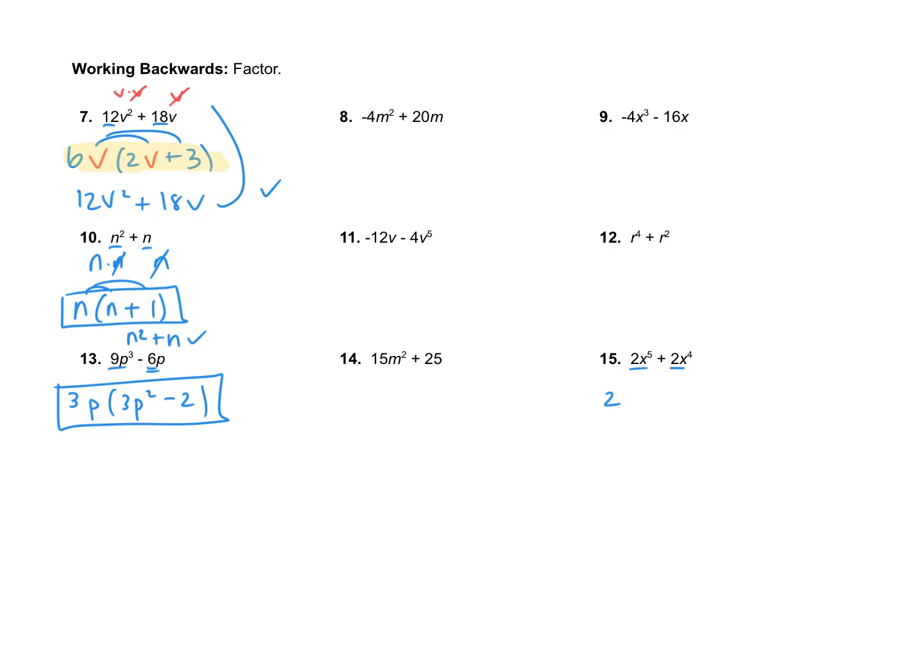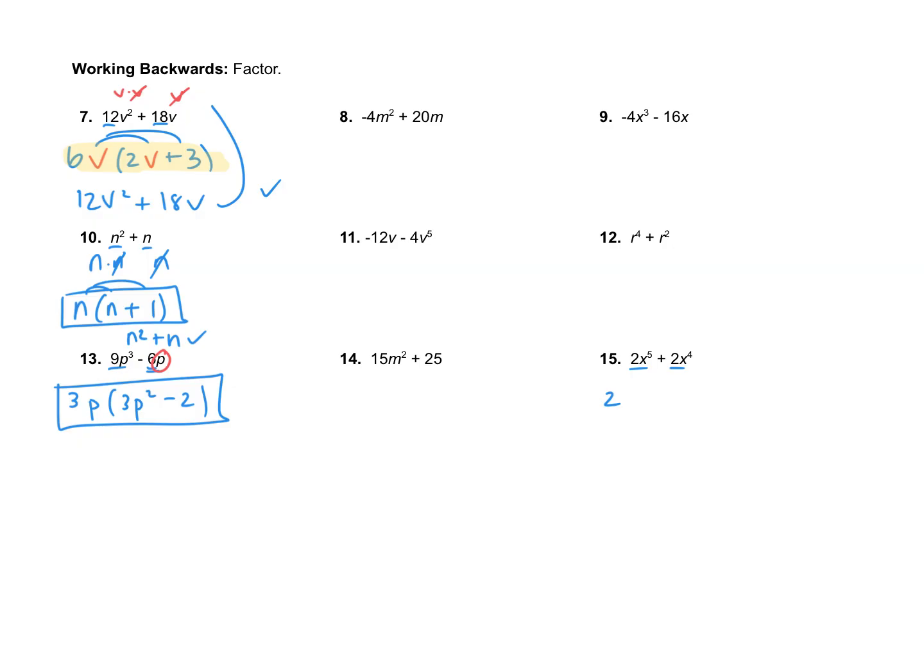Manny, are you answering? No, I have a question for 13. Sure. Why couldn't you do 3p squared on the outside? Because this one only has 1 p. So there's not 2 p's for us to take out.